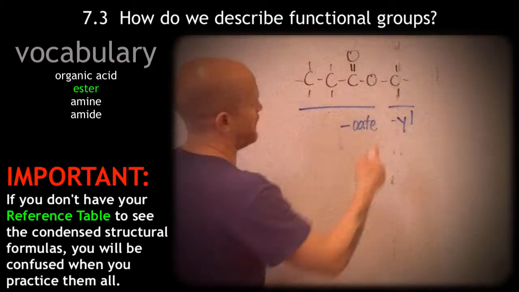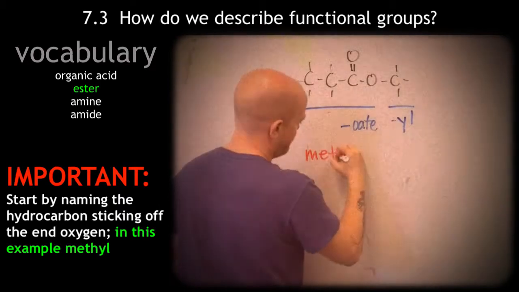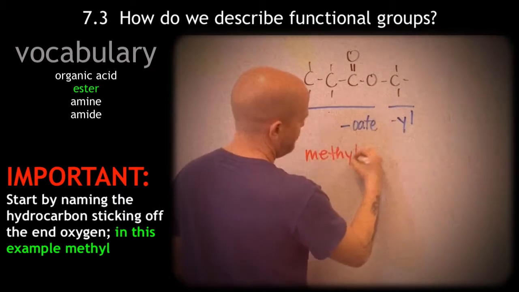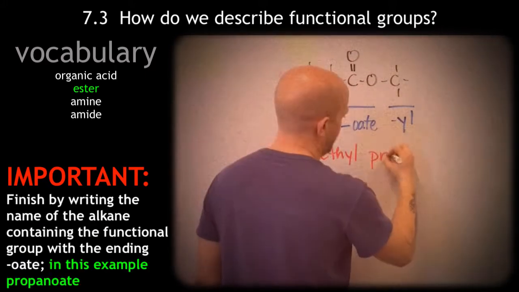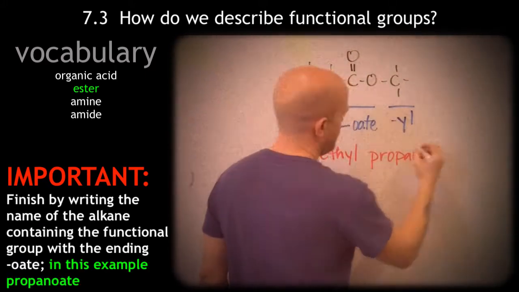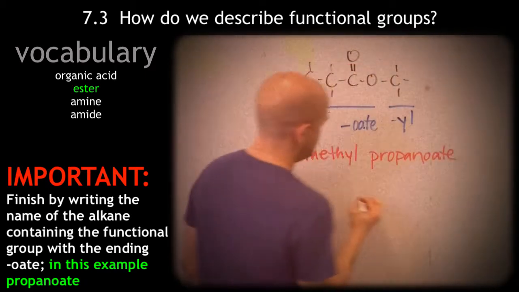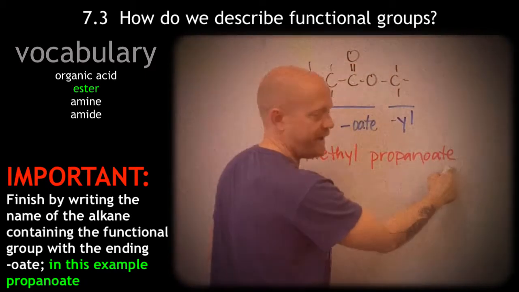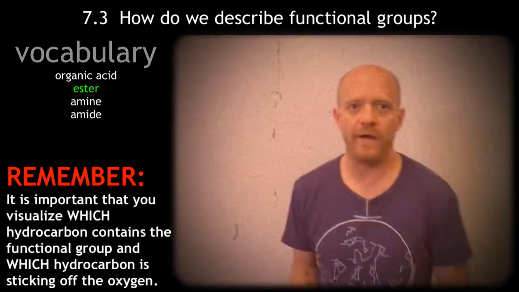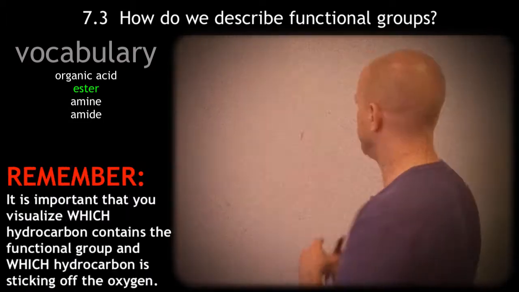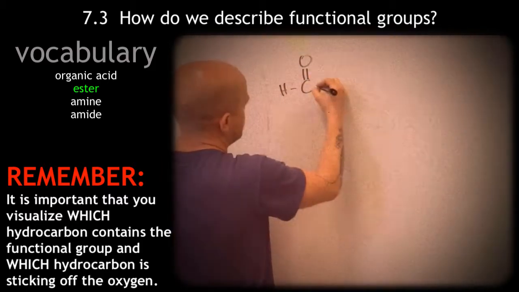But this one right here, so we have one carbon, which is methyl. And then here we have 1, 2, 3, so it's a propane backbone. And then we add the oate ending. So it is methyl propanoate. Methyl propanoate. All right, so another example of an ester is I can do the reverse.